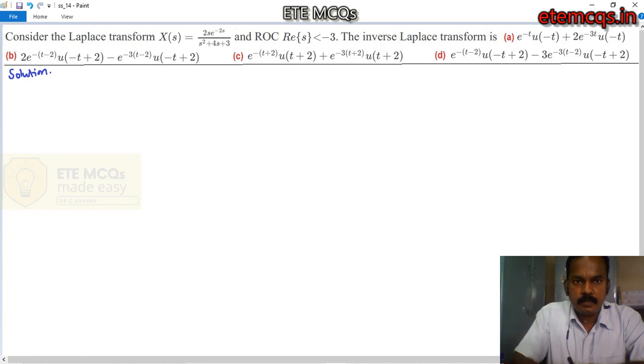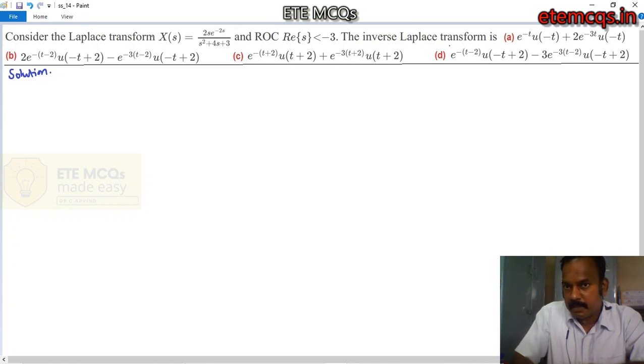Consider the Laplace transform X(s) equal to 2s e^(-2s) divided by s squared plus 4s plus 3, and the region of convergence, real part of s less than minus 3. If it is less than minus 3, altogether the less than dominates, which means that the time domain function corresponding to this X(s) should be a left-sided sequence. Since you have a less than sign, this should correspond to a left-sided sequence.